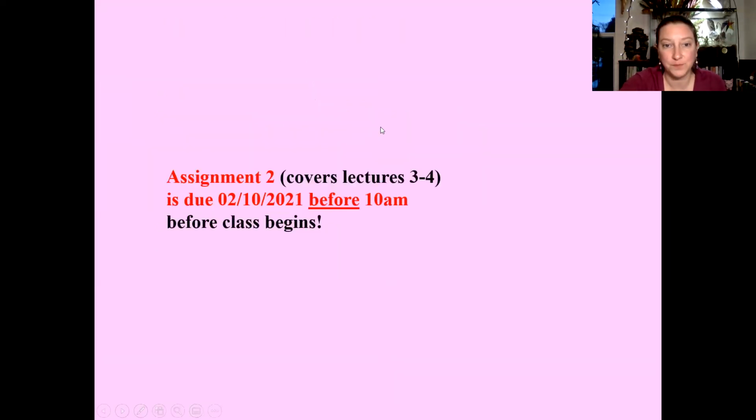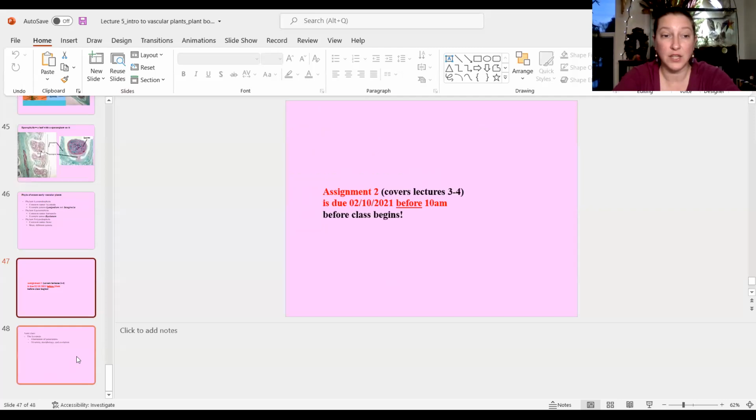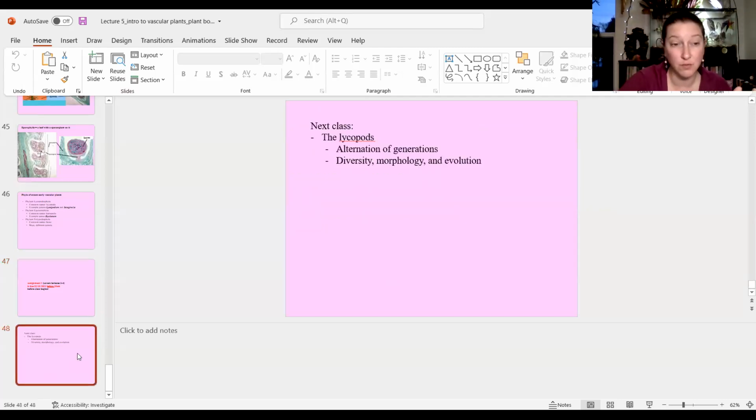A reminder, and I'll put a reminder for this on Canvas as well, that assignment 2, which covers liverworts and hornworts, is due on Thursday before 10 a.m., before class begins. If you have any questions or need clarification, feel free to write them in the discussion boards. Or if it's sensitive, you can send me an email, okay? And then next class, Thursday, we're going to cover the lycopods, so Lycopodium and Selaginella.